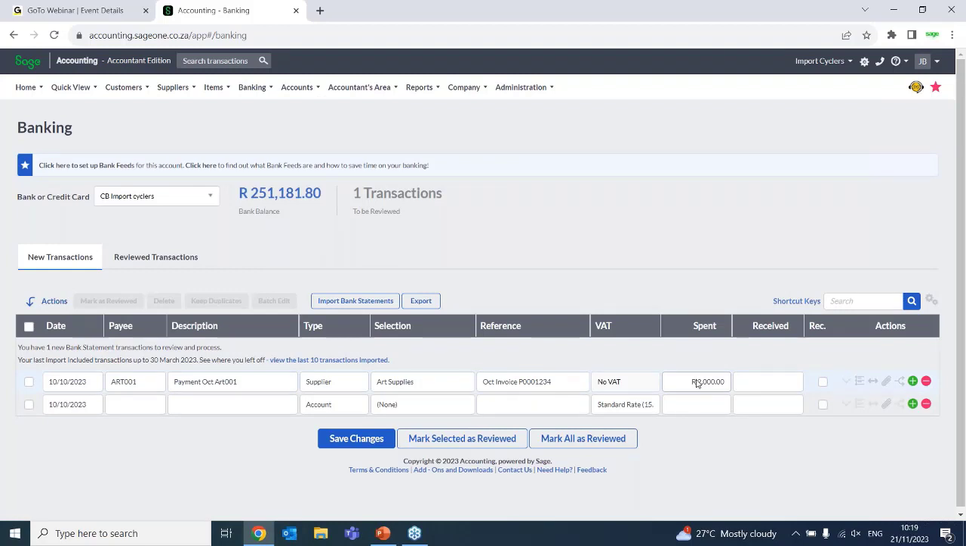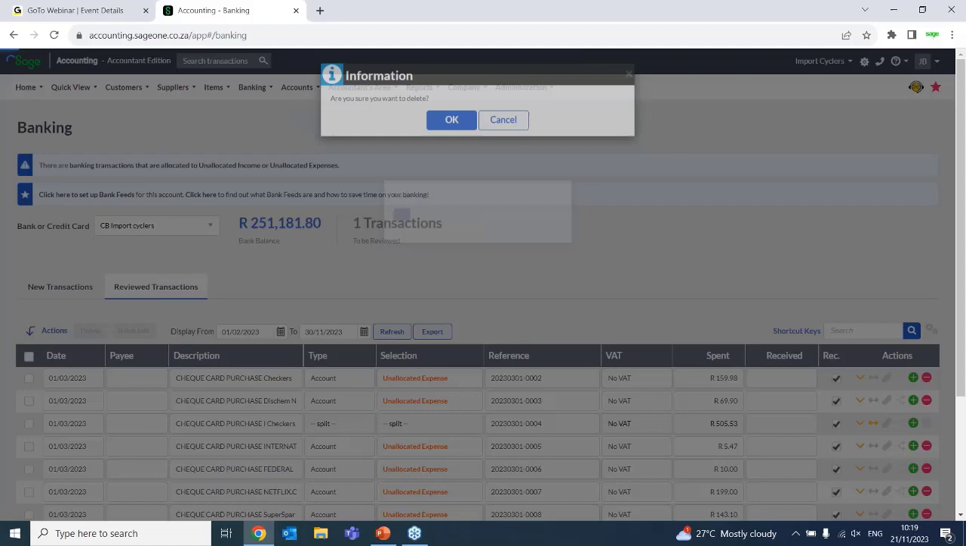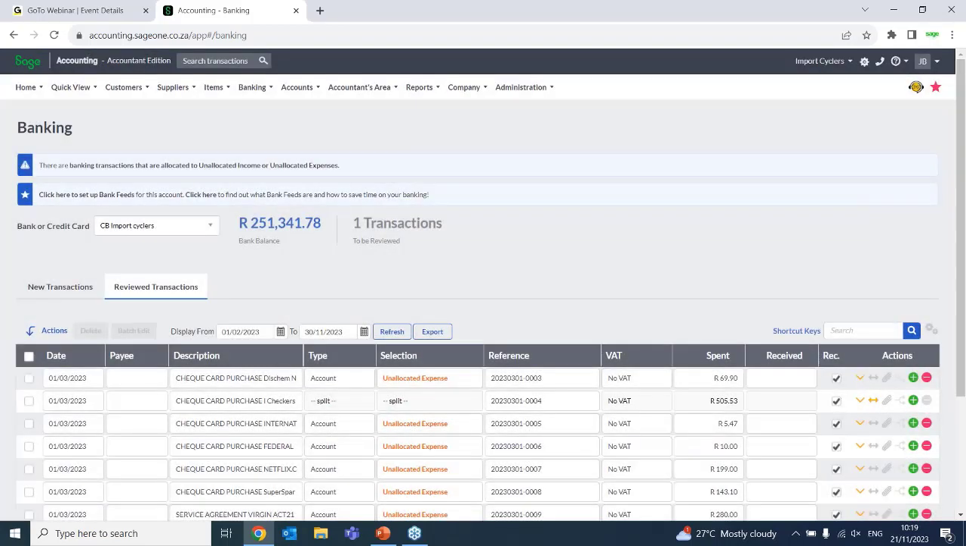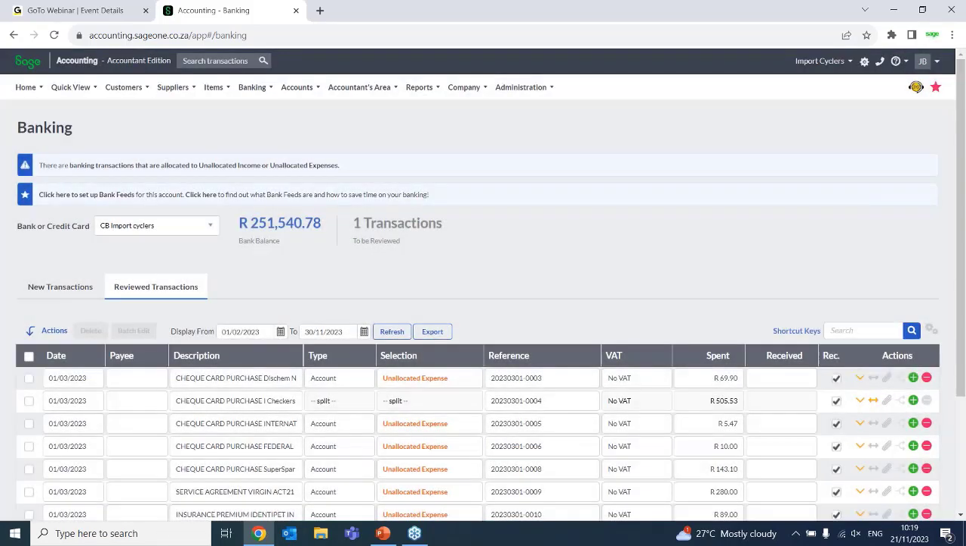So if you need to add, you just add it. If it's something that you already had and you see, oh, this is a duplicate, whatever it is, you can merely minus it. Are you sure? Yes. It'll take it away. It will then also affect this statement balance. So guys, we see it's 251,341.78 now. I'm going to remove this transaction for 199. And we see that that now is affected.